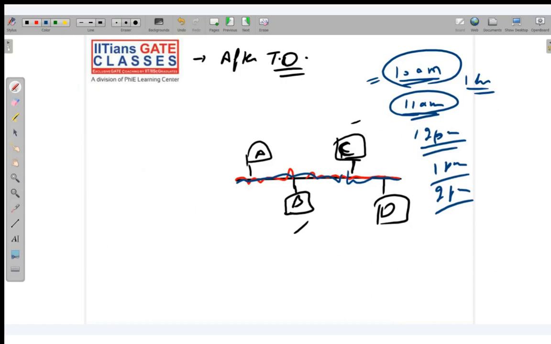So for all these stations, timeout will be the same. Hence, no station can effectively send the data.